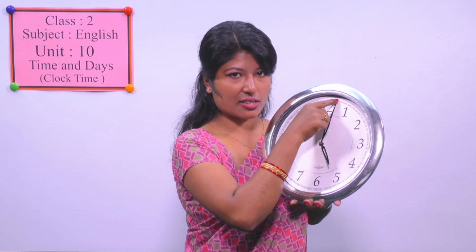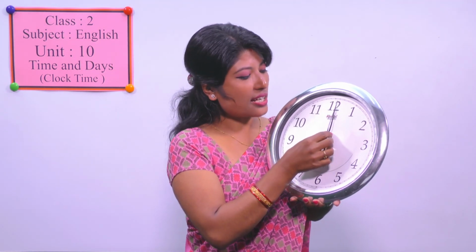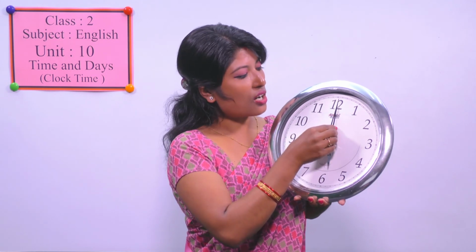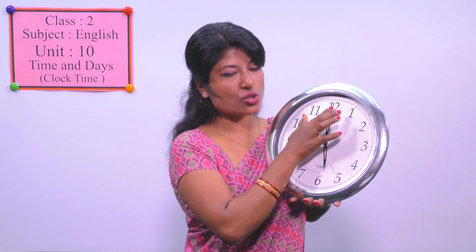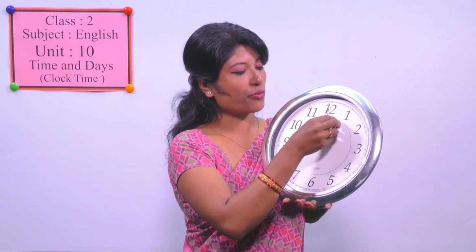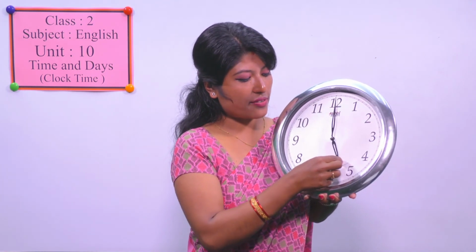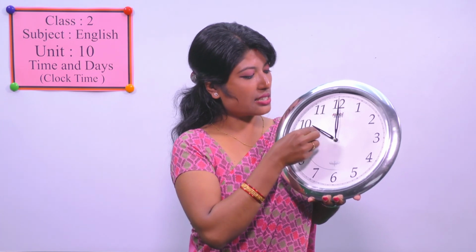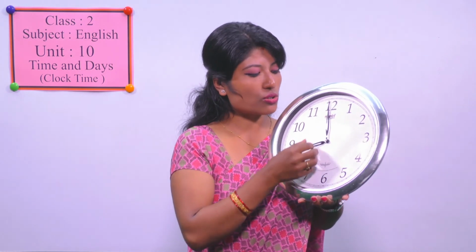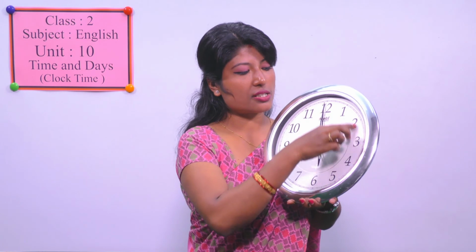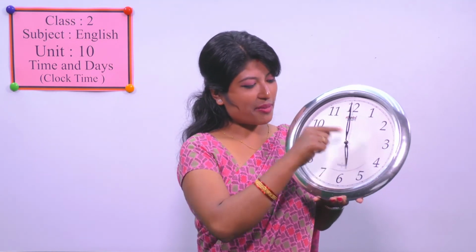So we have up to 12 numbers on the clock, and it usually has two hands. One is the hour hand, another is the minute hand. Longer and shorter hand. When the longer hand points to 12, the shorter hand, wherever it goes, 1, 2, 3, 4, 5, 6, 7, 8, 9, 10, 11, points to a number, and the time is that number.